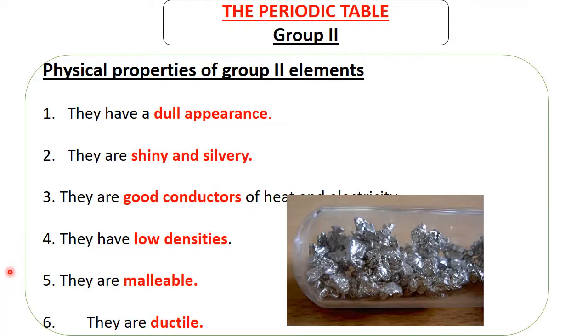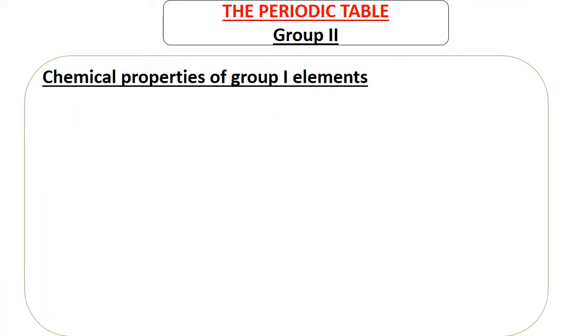They are also ductile. To be ductile is to have the ability to be drawn out into a thin wire. So with a group 2 element, you can compress it such that you end up forming a thin wire using whatever you can use to compress it. In short, what I'm trying to say is you can make thin wires using group 2 elements, and that's what the word ductile means.